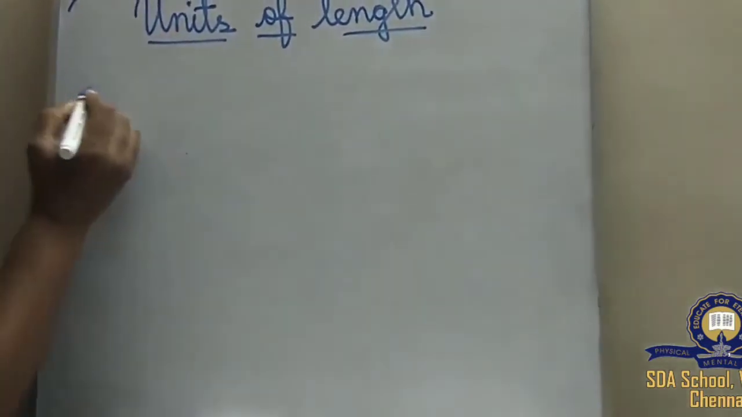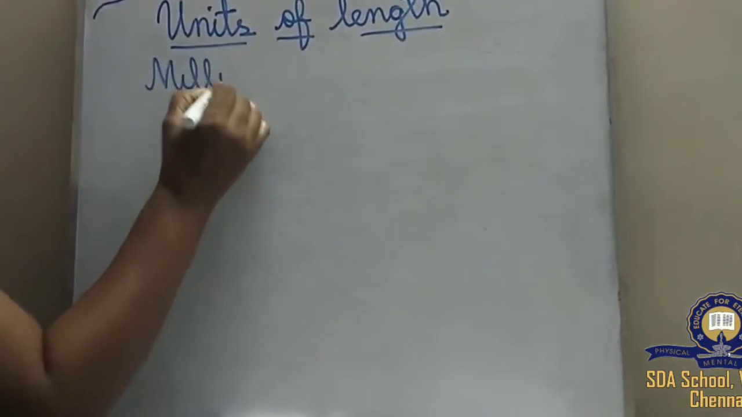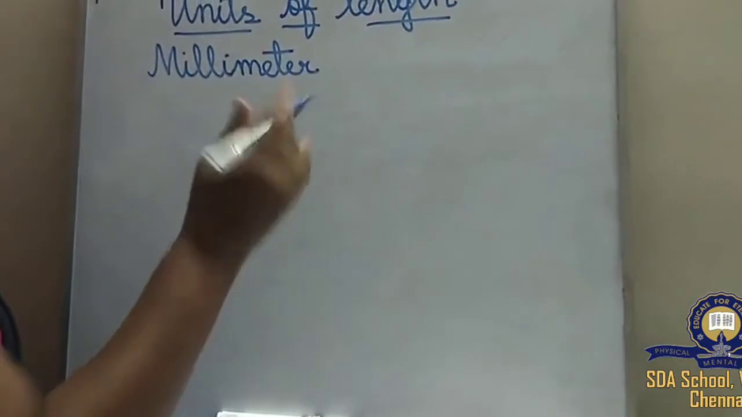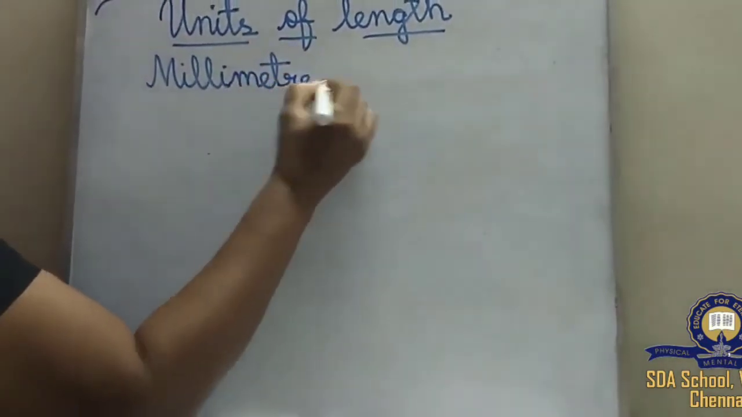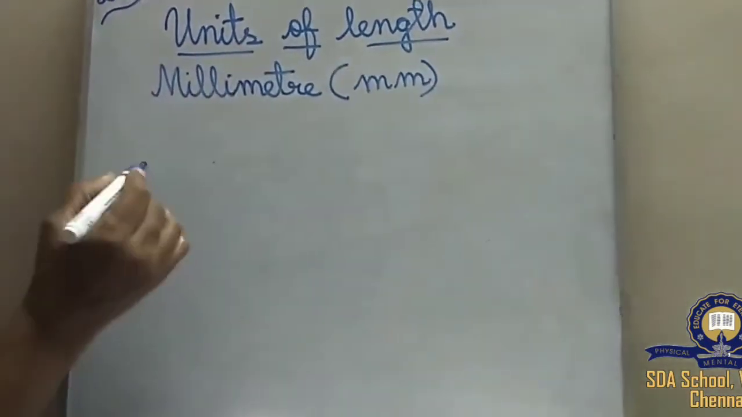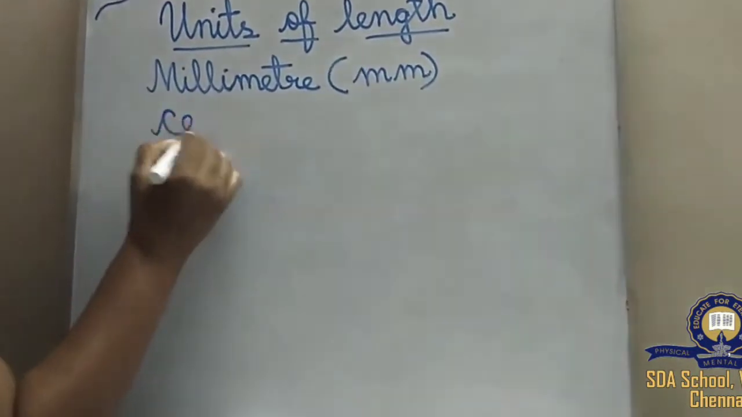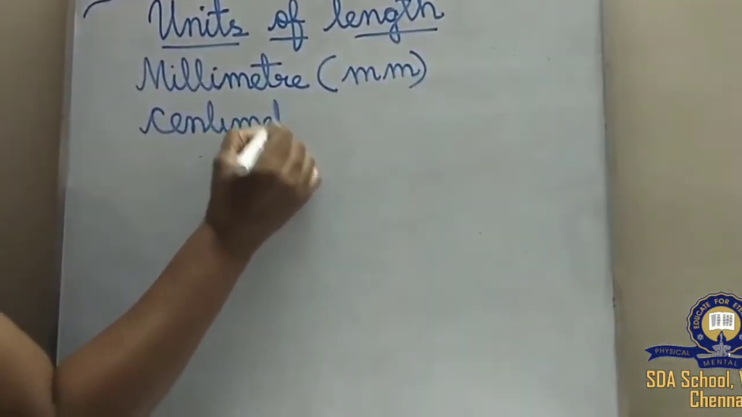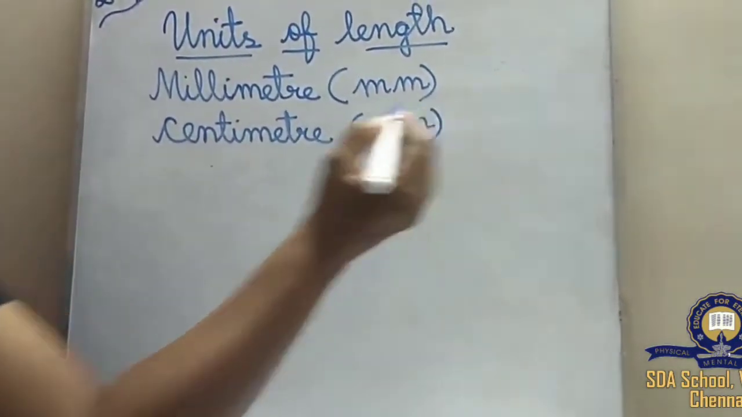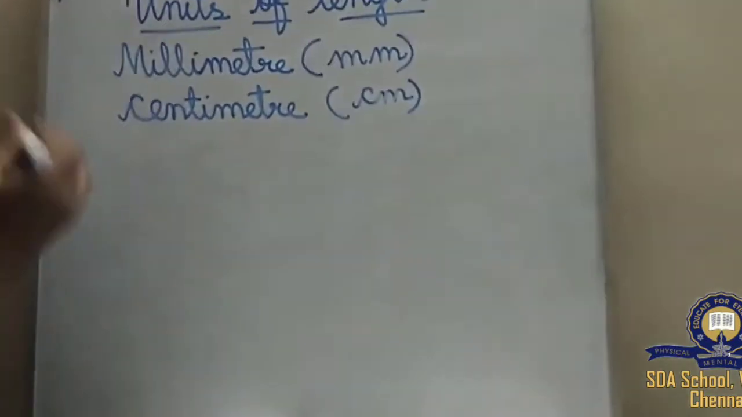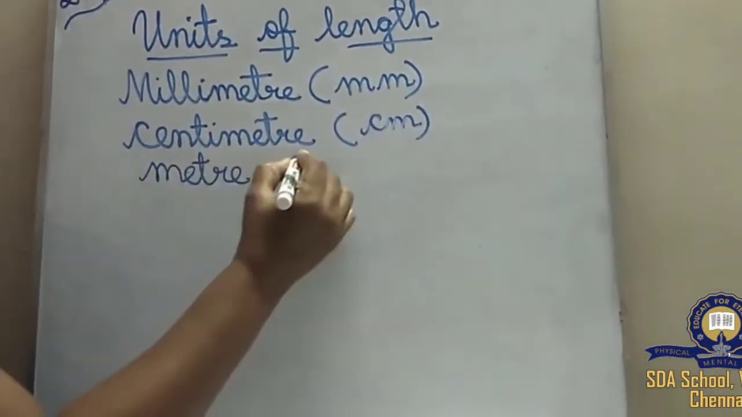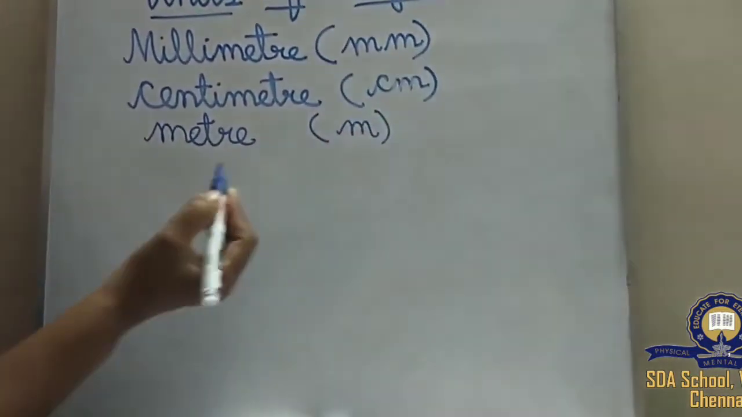There is millimeter. Millimeter, the short form is MM. Understood, children? Then centimeter, we write it as CM. And then meter, we write it as M, small letter, not capital letter.